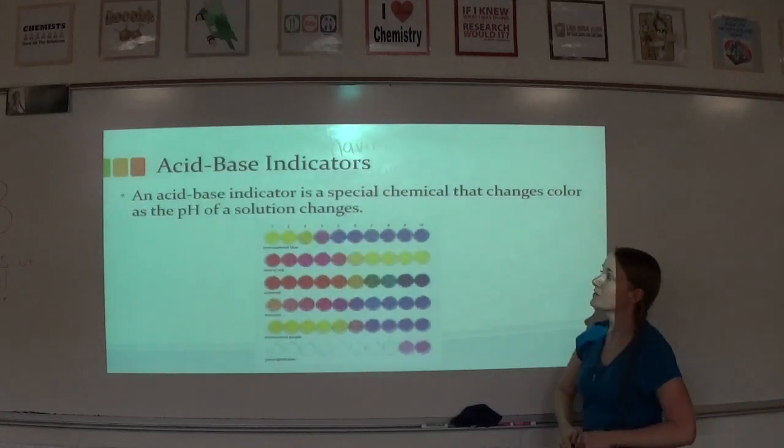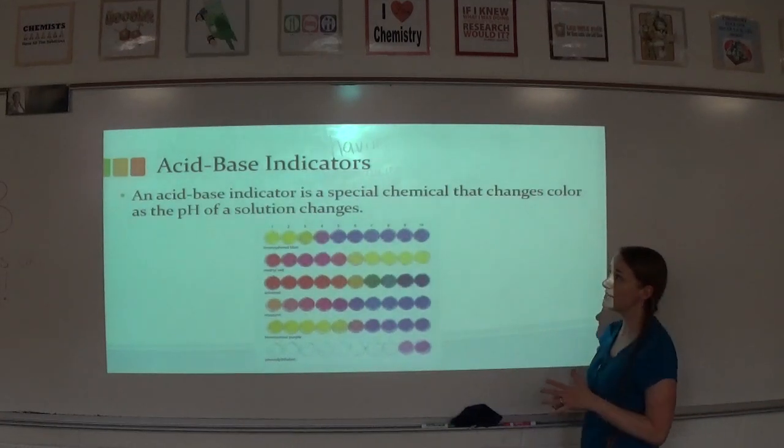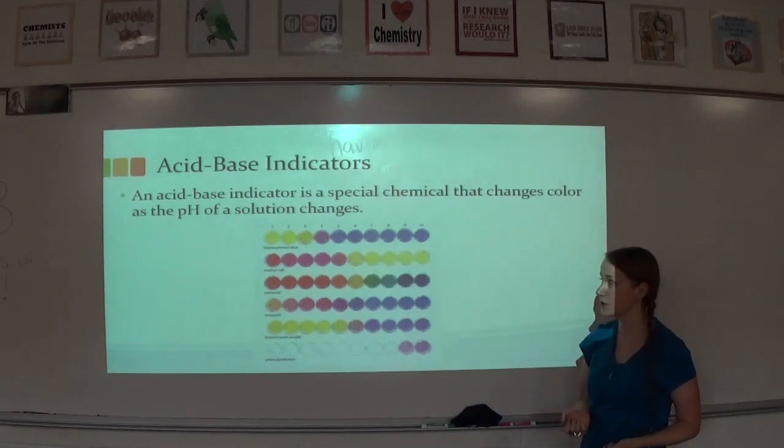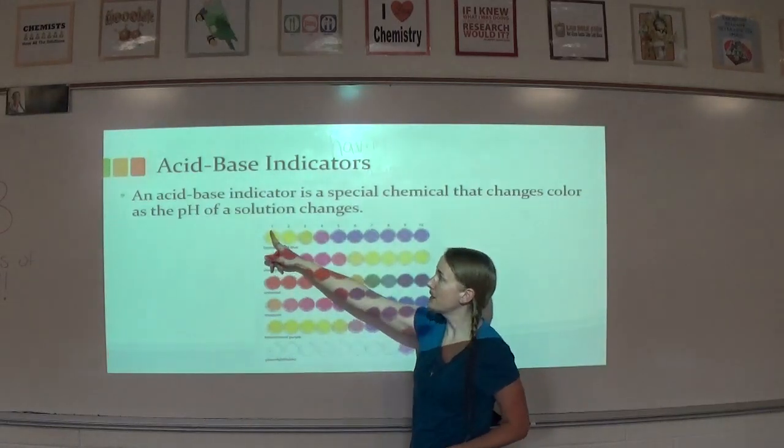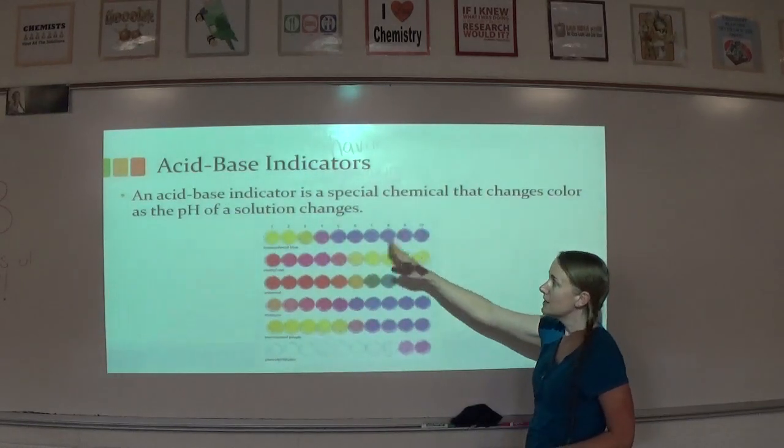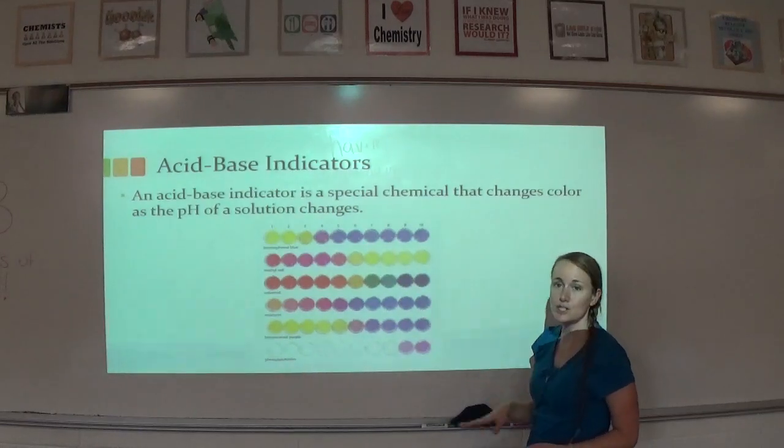So the last thing we have to talk about is an acid-base indicator. An acid-base indicator is a special chemical that changes color as the pH of a solution changes. You can see here are a bunch of different acid-base indicators, going from a pH of 1 to 10. And you can see how the color changes as you go through.